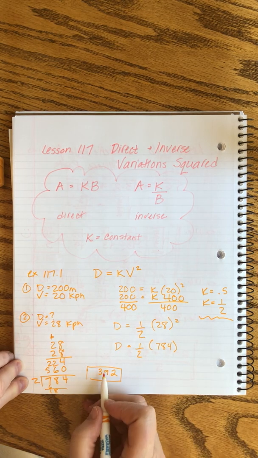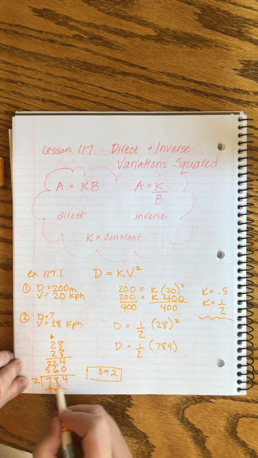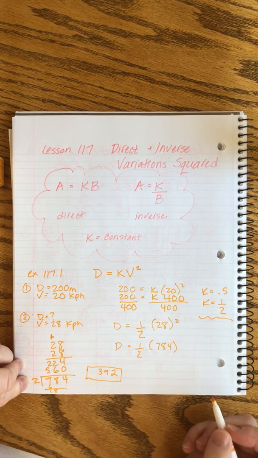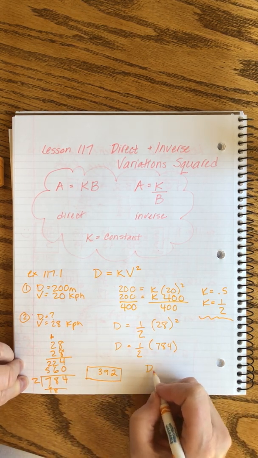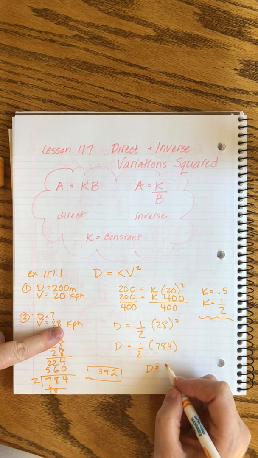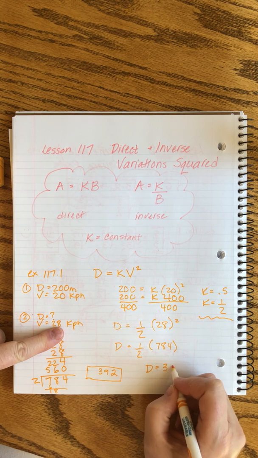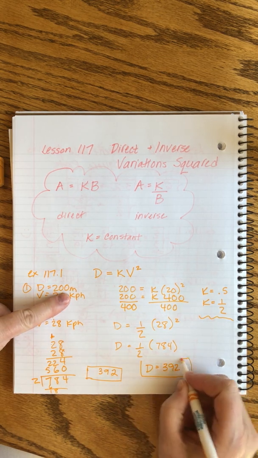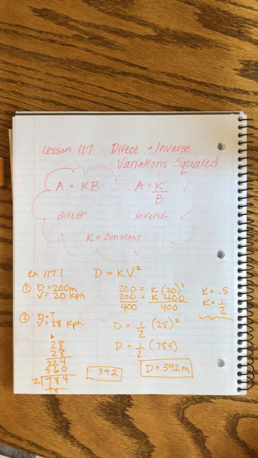And I get a 2. So that's the answer when I divide 784 by 2. I ran out of room, but you can see that. And so the stopping distance required for a car traveling at 28 kph is 392 meters. Beautiful. Okay, that's the right answer.